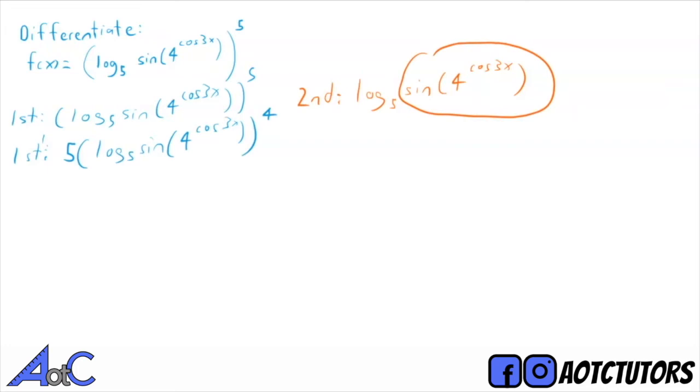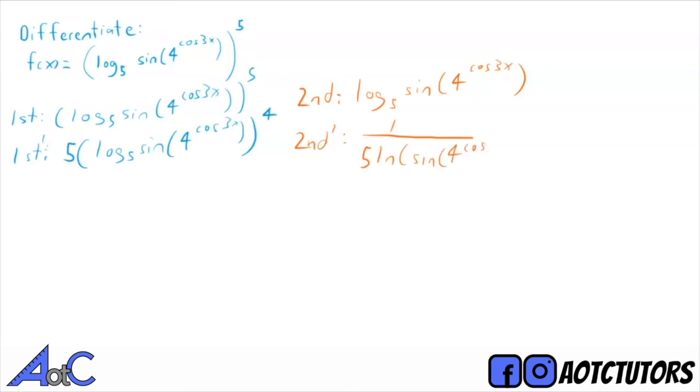So when I take the derivative of this log function, I don't need to touch this stuff here. The second function prime is going to be 1 over the base of the log, which is 5, times the ln of the x, which is essentially all of this stuff here: sine of 4 to the power of cos 3x. And there's the derivative of our second function.